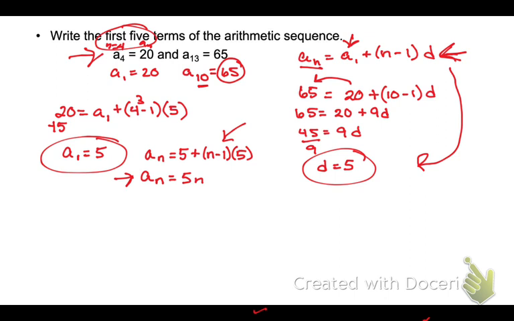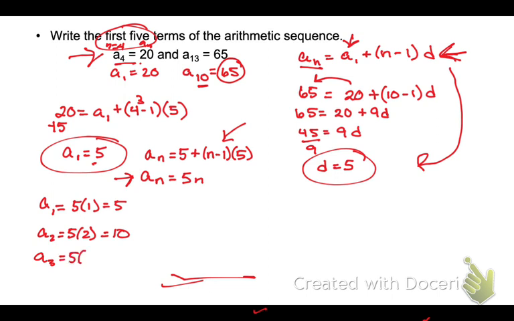I just plug in 1, 2, 3, 4, 5. So a sub 1 better come out to be 5 because we said 5, right? So 5 times 1 is 5. A sub 2 is 5 times 2, which is 10. A sub 3, 5 times 3, which is 15. A sub 4, 5 times 4, which better be 20. Why should it be 20? Because it says it at the beginning, right? And 5 times 5 is 25. Again, could I just add 5 every time?